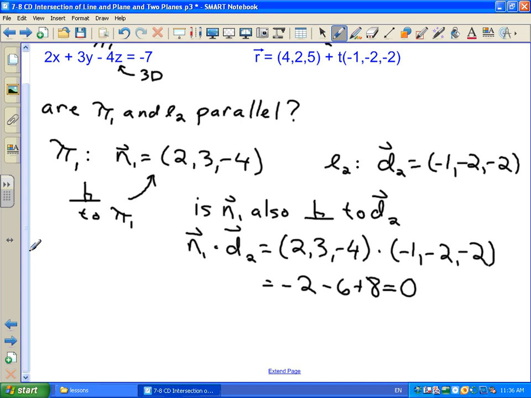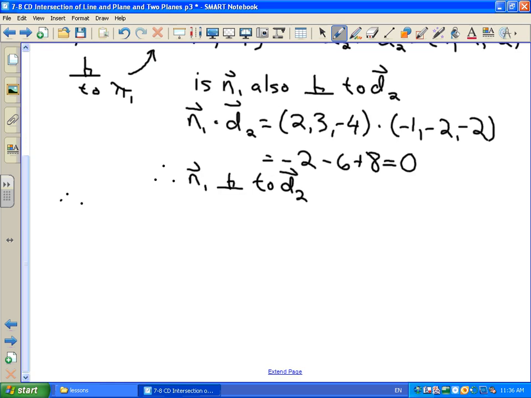So what does this tell us? Okay. Dot product is 0, so we can conclude that the normal is perpendicular to our direction vector, which means our line and our plane are parallel to each other. Therefore, plane 1 and this line that we've called line 2 are parallel.